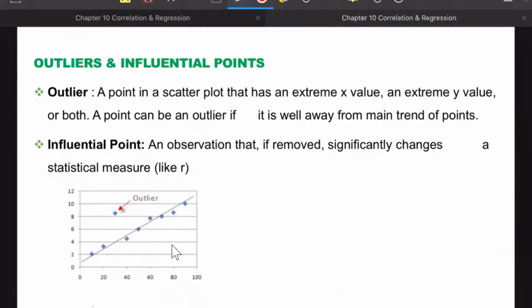And there are some points in the data which are called influential points. If you try to remove those influential points, it will make a significant change in the value of R. So sometimes you will see an outlier in the data, and that may be an influential point. If you try to remove it, it will change the value of R. That means the relationship between the X and Y variables will change. So we may not be able to remove the outlier easily. That is the basic concept here.